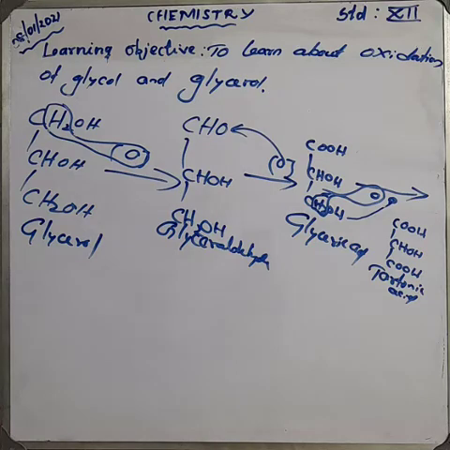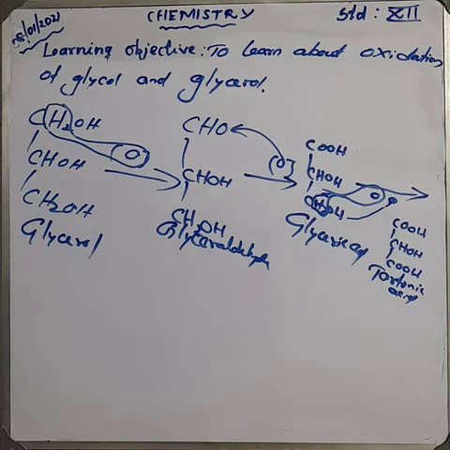The next one, the concept is the alcohol is converted to aldehyde and the aldehyde is converted to an acid. So again we are adding oxygen. CHO plus O gives COOH. Am I right? So the first step gives COOH, CHOH, CH2OH. The name of the compound is glyceric acid.